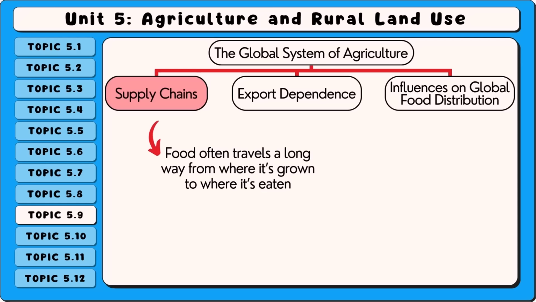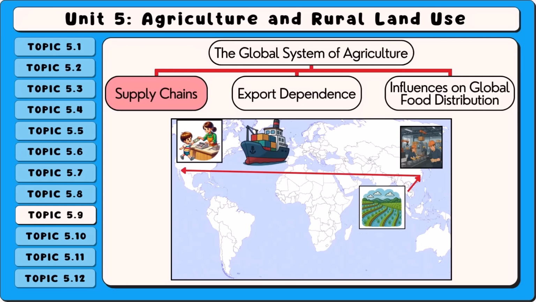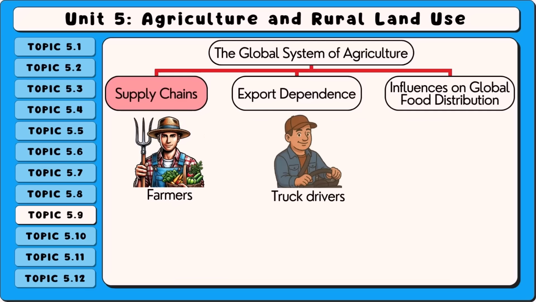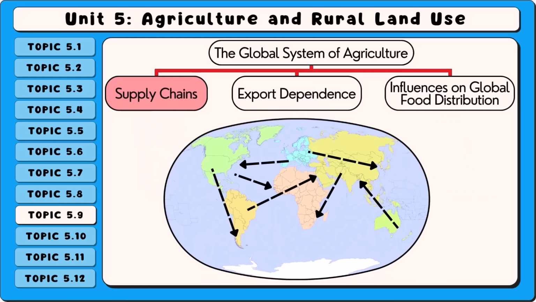This means that food often travels a long way from where it's grown to where it's eaten. For example, rice might be grown in Thailand, packed in a factory in another country, and then shipped across the ocean to be sold in a grocery store in the United States. Each step is part of the supply chain. This system connects people all over the world: farmers, truck drivers, factory workers, grocery stores, and you, the customer. Without the global supply chain, most people wouldn't have access to so many different kinds of food.